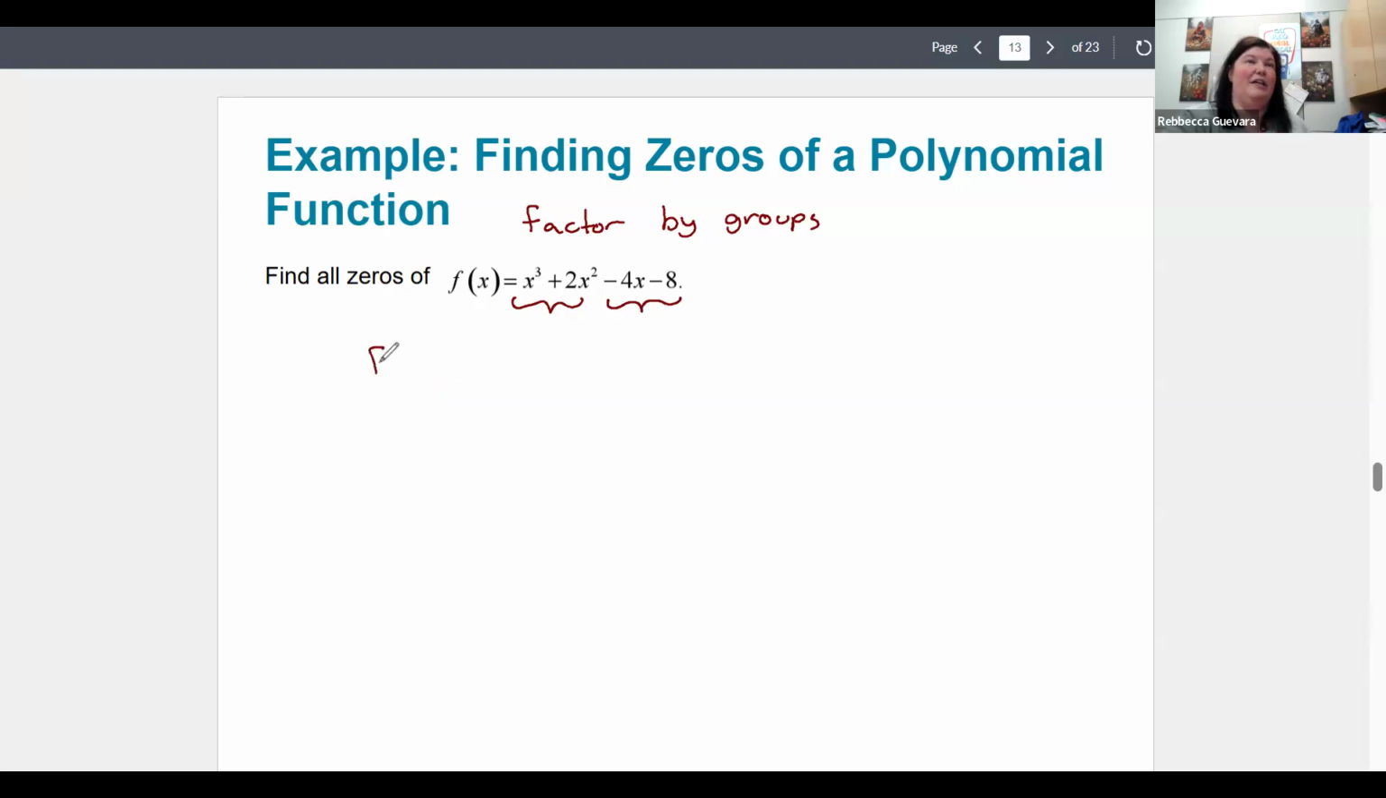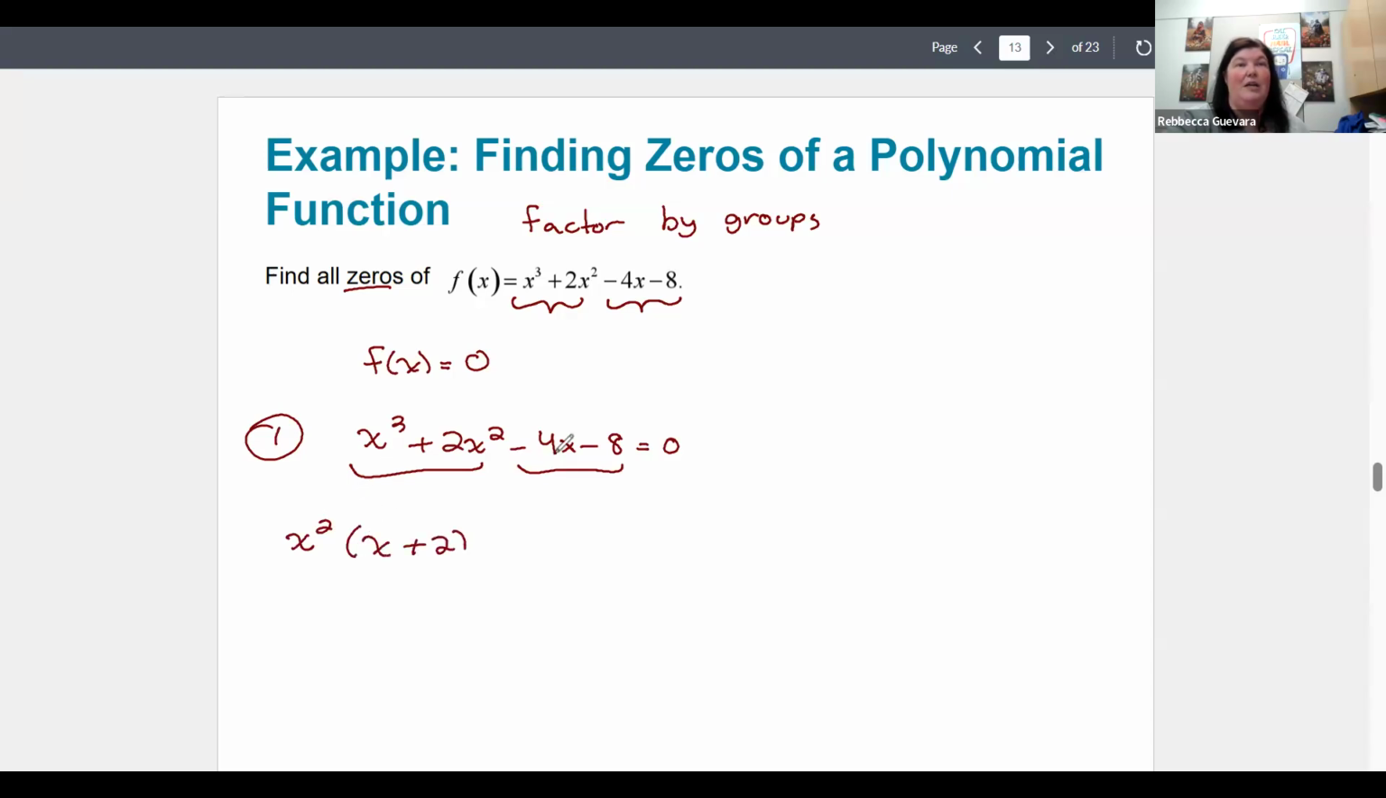What I'm looking for is that I want f(x) to equal 0, meaning that I want x cubed plus 2x squared minus 4x minus 8 equals 0. This is always your first step: if you're looking for your zeros, set the function equal to 0. Like I said, we do factoring by groups, so I can factor out an x squared from x cubed plus 2x squared, leaving me with x plus 2. I can factor out a 4 from minus 4x minus 8, leaving me with x plus 2. Then x plus 2 can be factored out, leaving me with x plus 2 times x squared minus 4 equals 0.